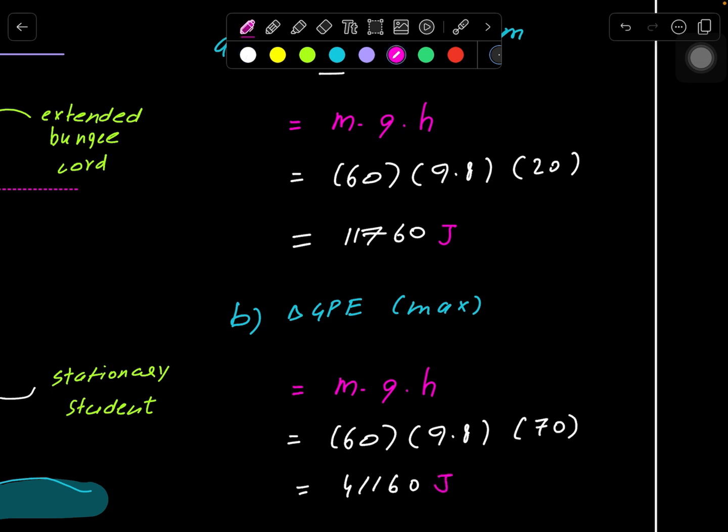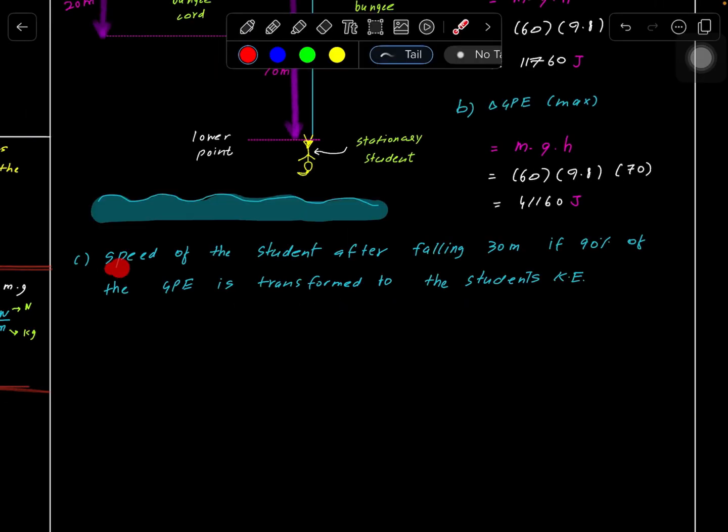joules. Part C asks you to find the speed of the student after falling 30 meters if 90% of the gravitational potential energy is transformed to the student's kinetic energy. So let's see what we have for now. We have the gravitational potential energy at 20 meters.